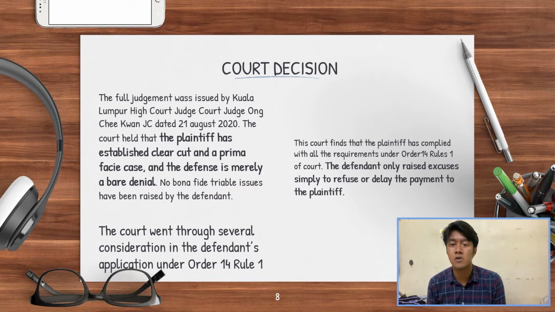The court went through several considerations in the defendant's application under Order 14 in dismissal, which was strengthened by the reference of the Court of Appeal (COA) in Ismail Abdullah versus Tenaga Nasional Berhad in 2010. The court finds that the plaintiff has complied with all the requirements under Order 14 Rule 1, Rules of the Court. Undoubtedly, the defendants only raised excuses simply to refuse or delay the payments to the plaintiff.